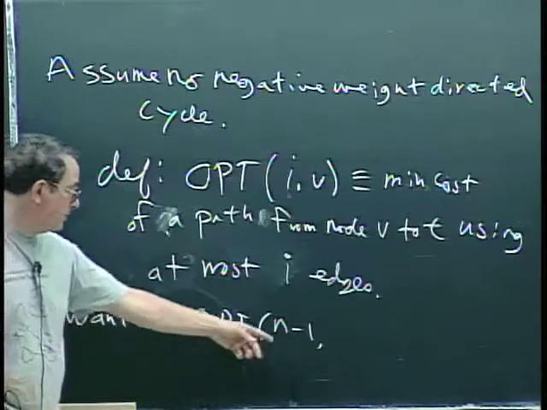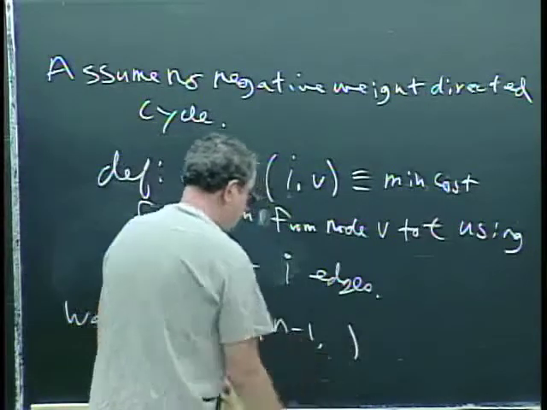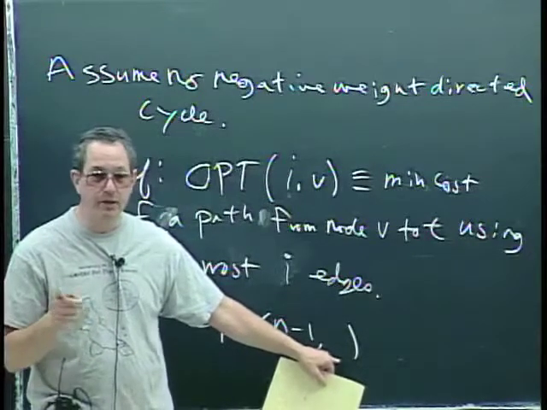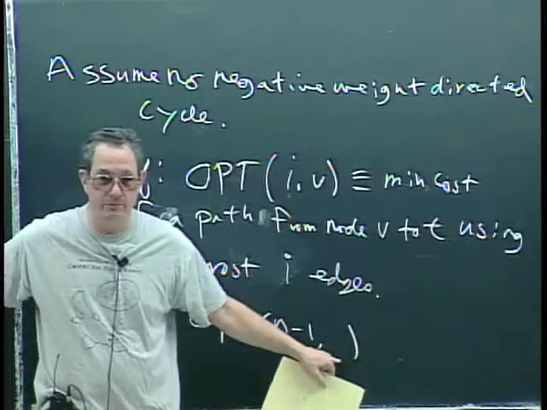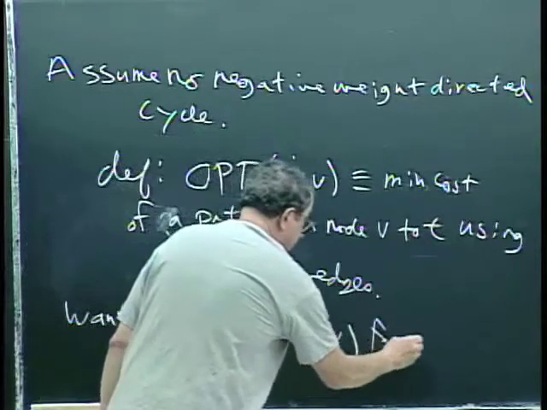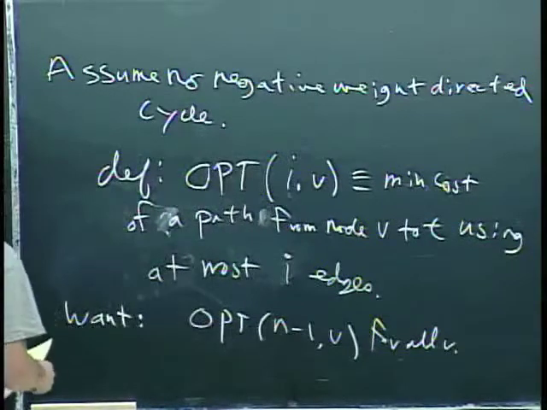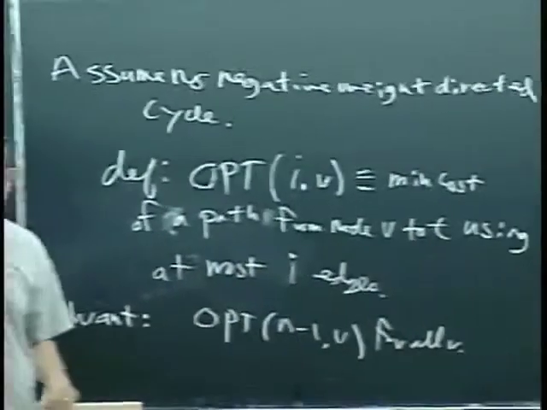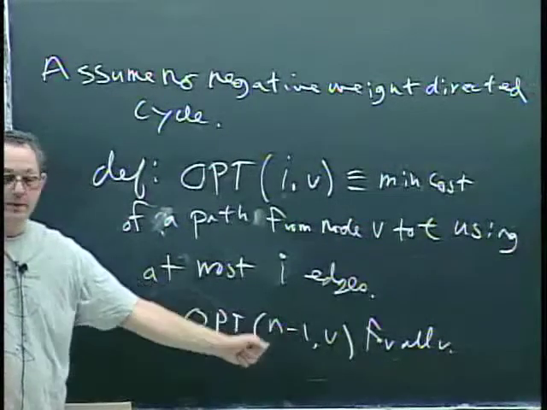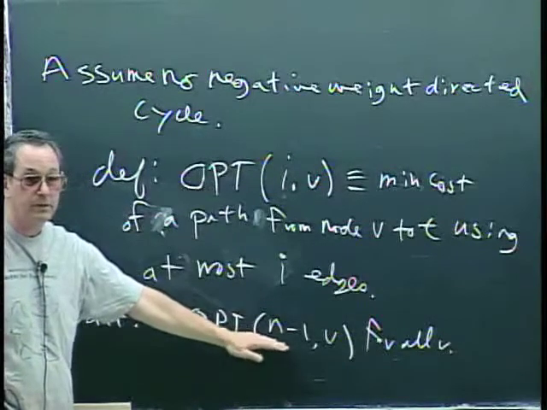So you have opt, n minus 1 edges, and what do we want to put here? S. Well, S if we were going to the original problem that I stated, but in terms of the new problem, it's V, and then we want to say for all V, because the new problem says find the shortest path from v to t for each v. So this is what we ultimately want to know, opt n minus 1 v. Okay? So we've got the recursive notation where we have our goal, what we're trying to ultimately compute.